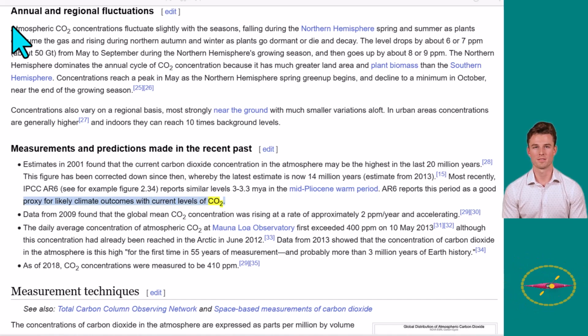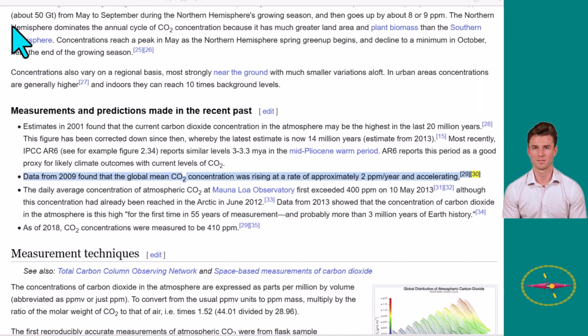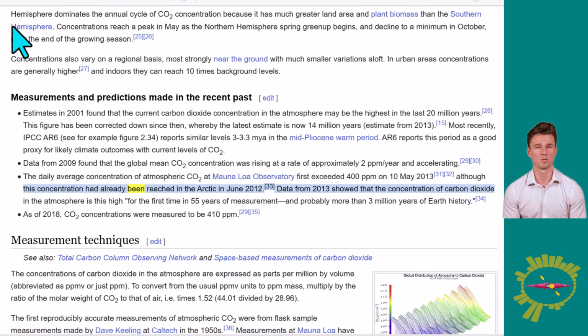AR6 reports this period as a good proxy for likely climate outcomes with current levels of CO2. Data from 2009 found that the global mean CO2 concentration was rising at a rate of approximately 2 ppm/year and accelerating. The daily average concentration of atmospheric CO2 at Mauna Loa Observatory first exceeded 400 ppm on 10 May 2013, although this concentration had already been reached in the Arctic in June 2012.